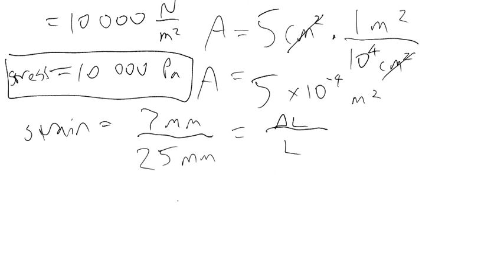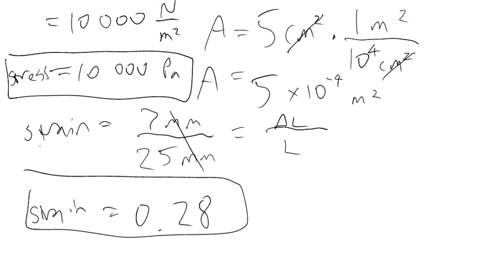Doing this division, 7 divided by 25, gives us 0.28. Millimeters divided by millimeters just cancels, so the strain is unitless. There are no units to worry about. Now we have stress over strain, and we can simply calculate our elasticity.